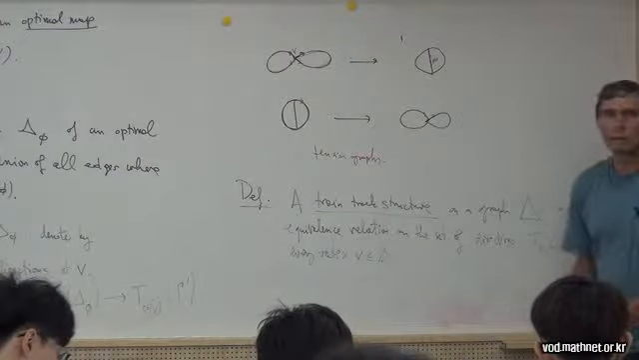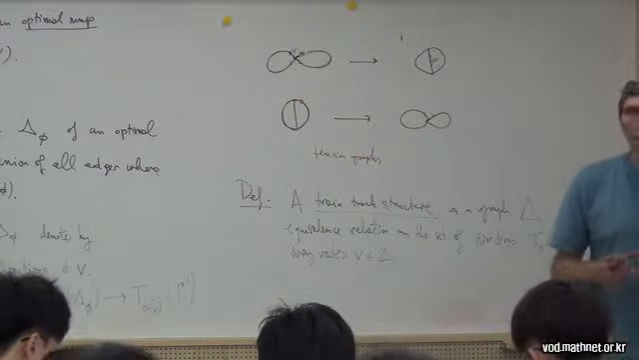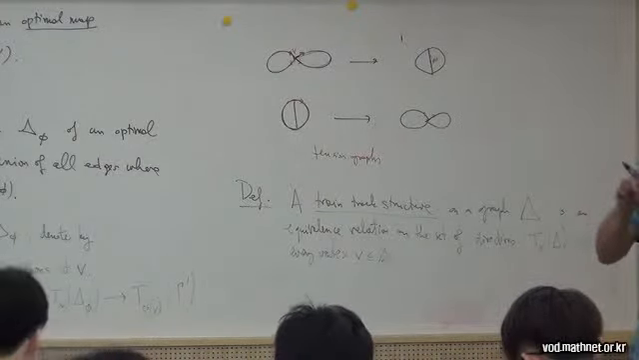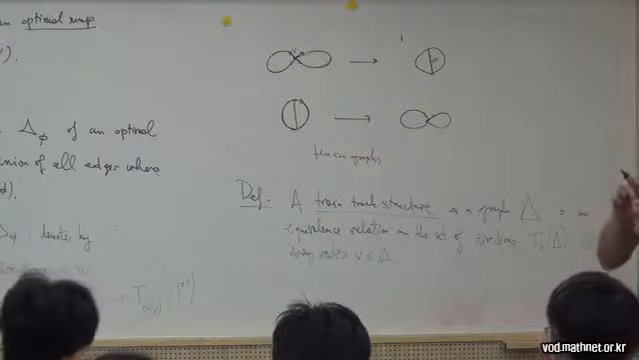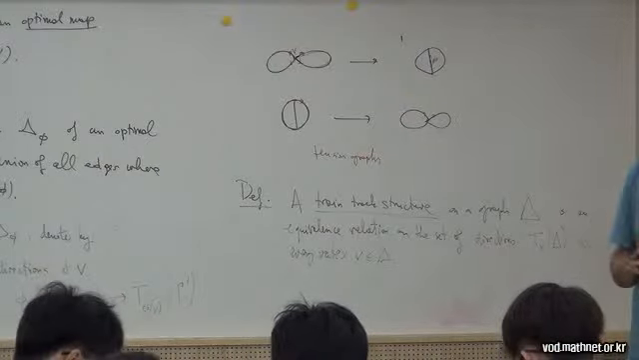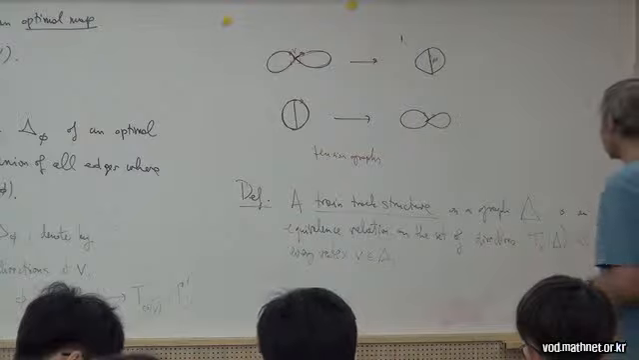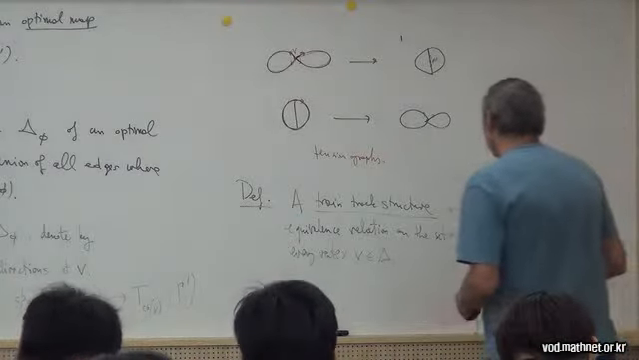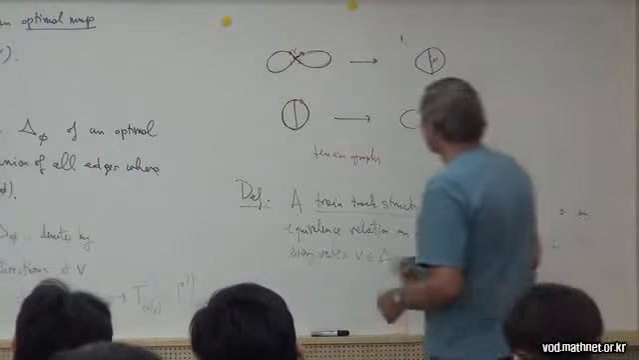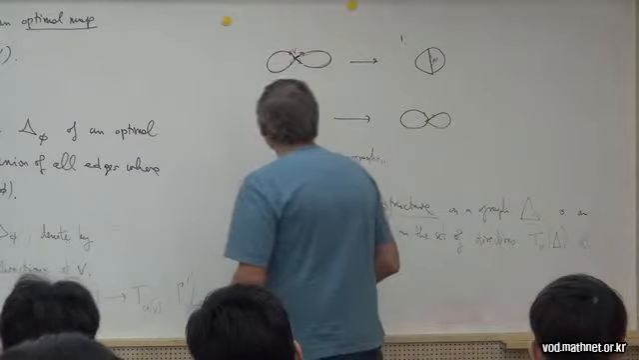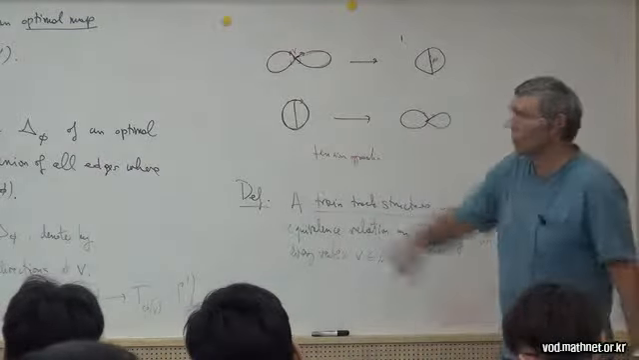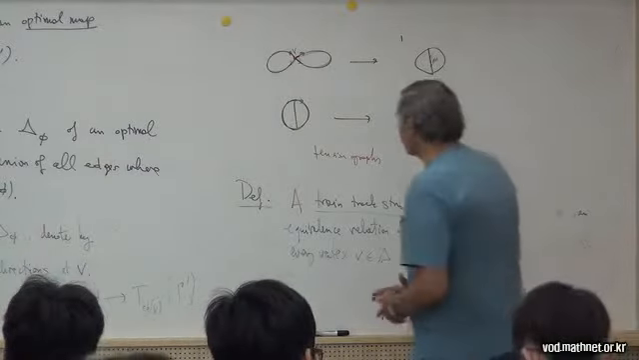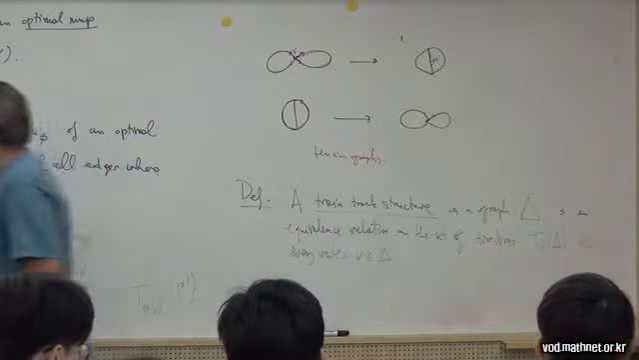So that's all it is. A train track structure is just an equivalence relation. For every vertex in the graph, you look at all directions that go out of it, and then you impose some equivalence relation on that set. That's what a train track structure is. And in our case, I want to define a train track structure on the tension graph. Okay, so there's a natural train track structure on the tension graph.